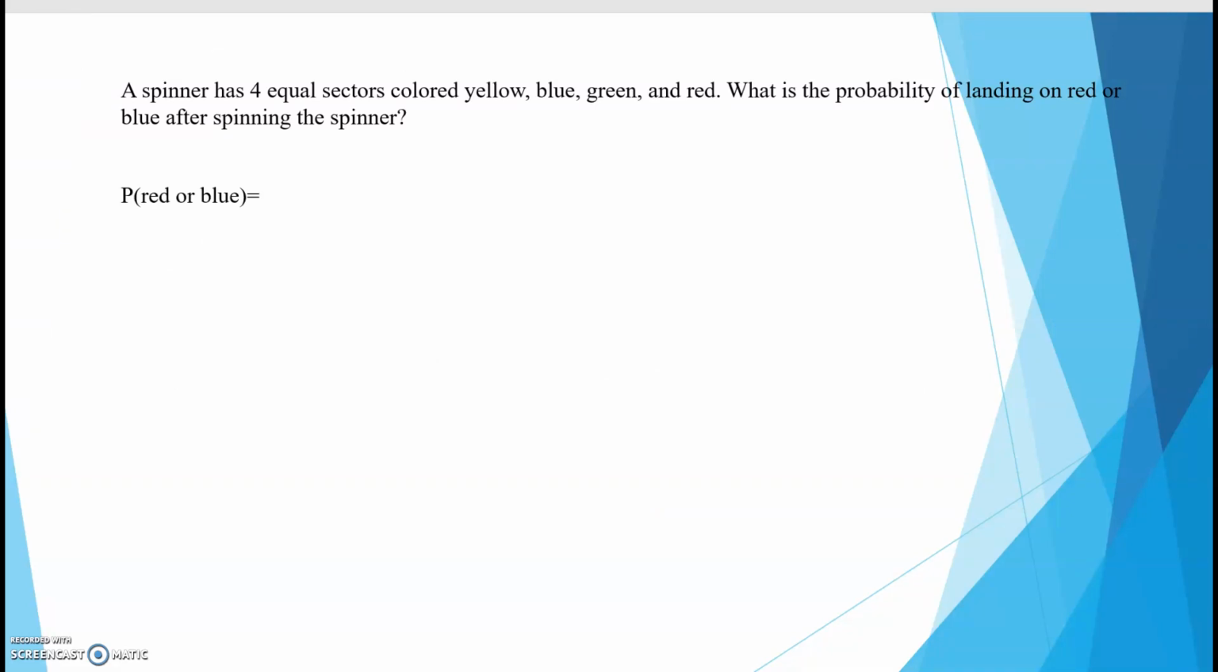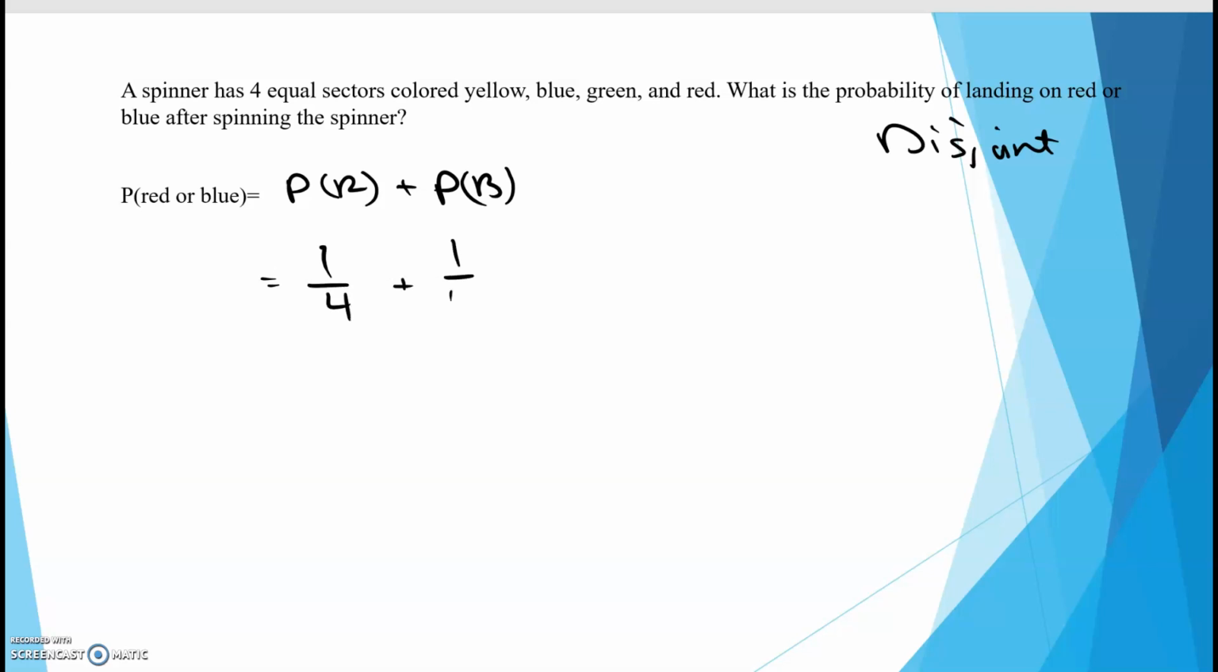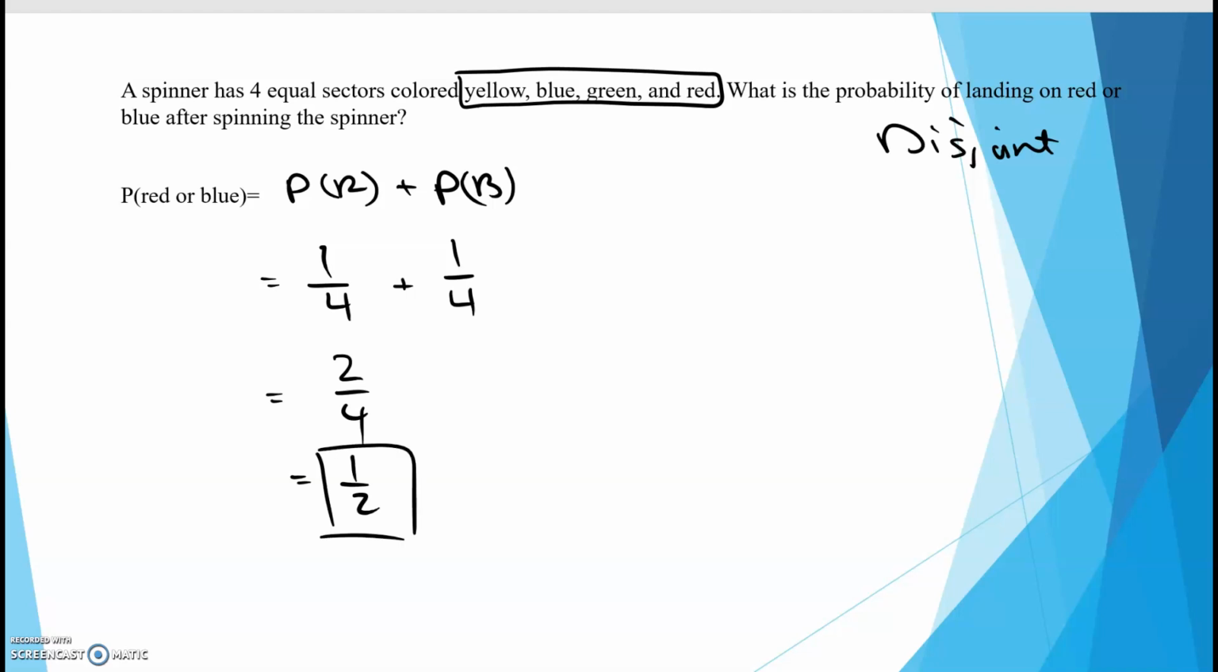A spinner has 4 equal sectors colored yellow, blue, green, and red. What's the probability of landing on red or blue after spinning the spinner? Same thing. If I spin this one time, can it both land on a blue and a red at the exact same time? No. So this is still disjoint. So we're looking at the probability of red plus the probability of blue. Okay, so you have one red out of 4 colors, one side that is blue out of 4 colors. So this is 2 over 4, or a half, which should make sense because you've only got 4 colors and you're looking at will it land on a red or blue, which is half of your colors right there.